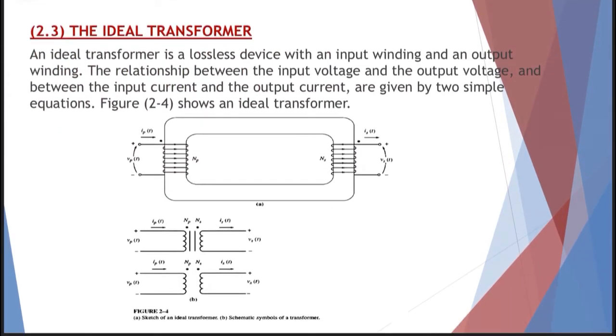Now guys, here we'll talk about the ideal transformer, 2.3. An ideal transformer is a lossless device with an input winding and an output winding. The relationships between the input voltage and the output voltage, and between the input current and the output current, are given by two simple equations. Figure 2.4 shows an ideal transformer.